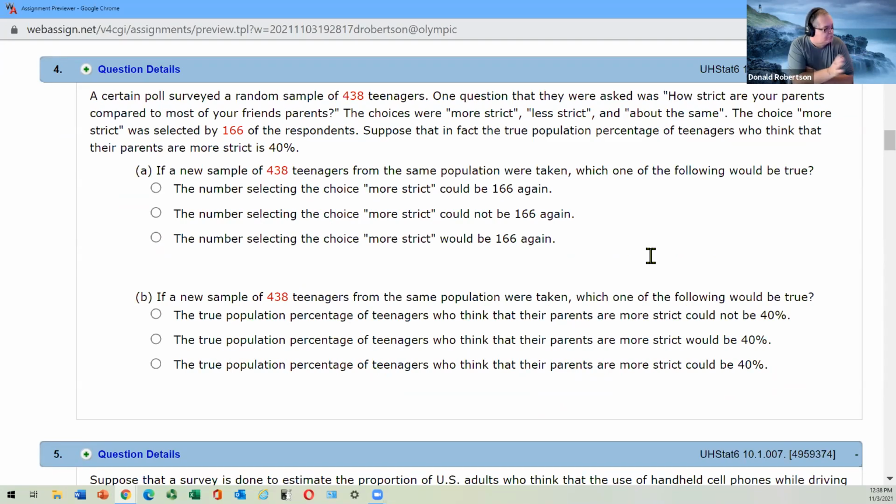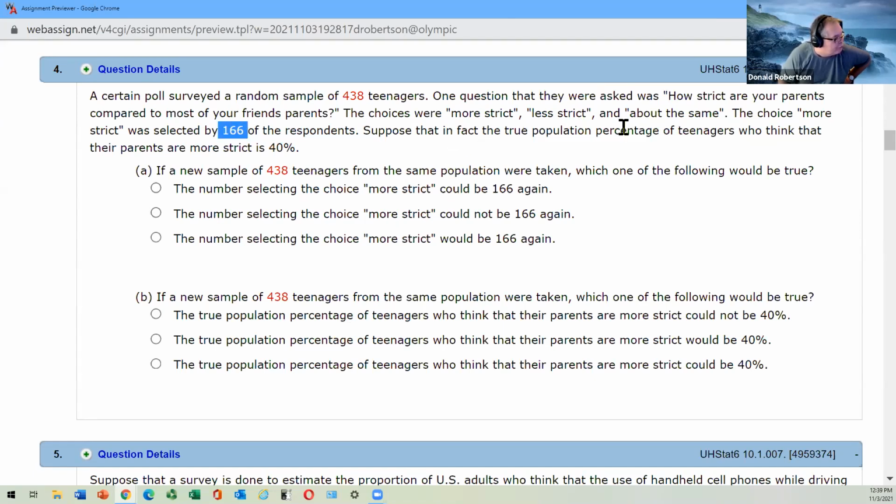I'm going to stop for a minute and think to myself, if you ask most teenagers, aren't they all going to say that their parents are more strict than everybody else's? Okay, maybe not. I would think that's what I would get, because it's a very subjective thing, isn't it? How strict anybody is. But anyway, I'm just criticizing the way they did it. The choice "more strict" was 166 of them.